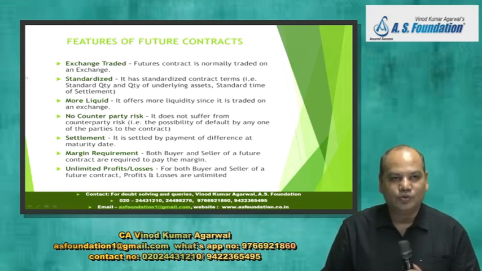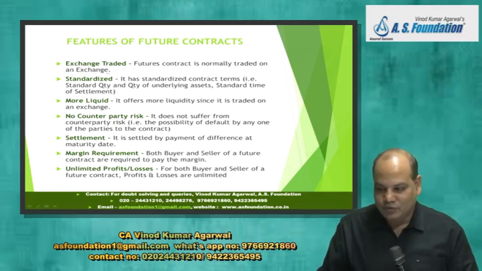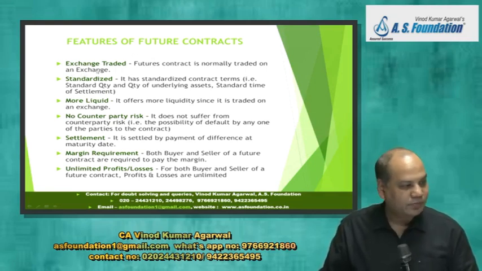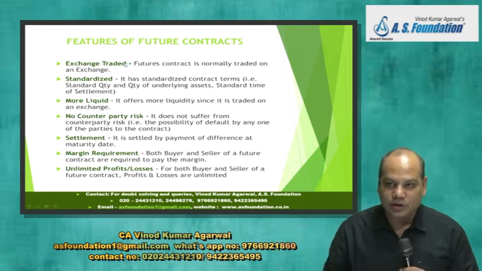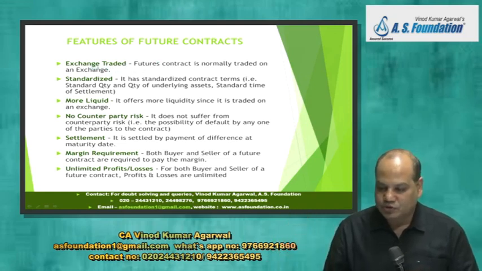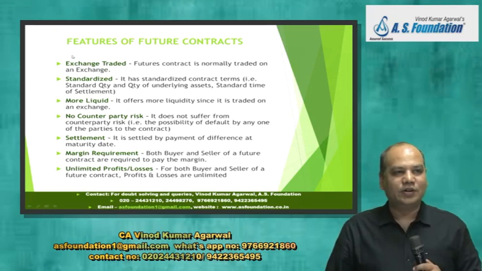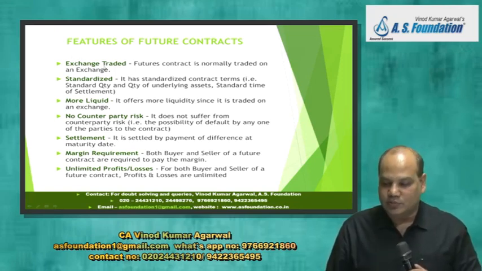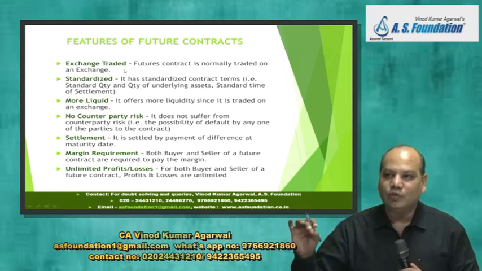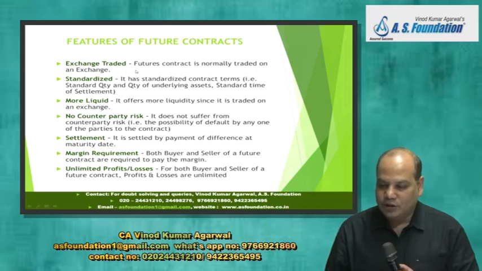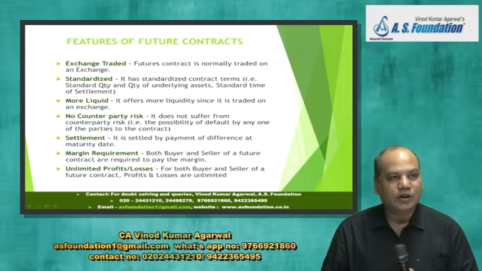Features of futures. Okay. What are the features of a future contract? First, they are traded on the exchange, whereas forward contracts are over the counter derivatives. Here the exchange acts as the counterparty, so default risk is zero. The exchange will ensure that the contract will always be honored, and for that they collect the margin money from the parties involved.